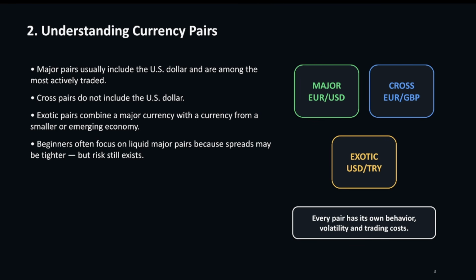Okay, so beginners often focus on liquid major pairs because spreads may be tighter, but risk still exists. So every pair within the foreign exchange market has its own type of behavior and own type of volatility. Okay, so there are some currency pairs that are more volatile than others. So if I'm just getting started, I'll be looking at currency pairs such as Euro USD, GBP JPY, USD JPY. I'll be looking at how to trade those. Also AUD USD and NZD USD.